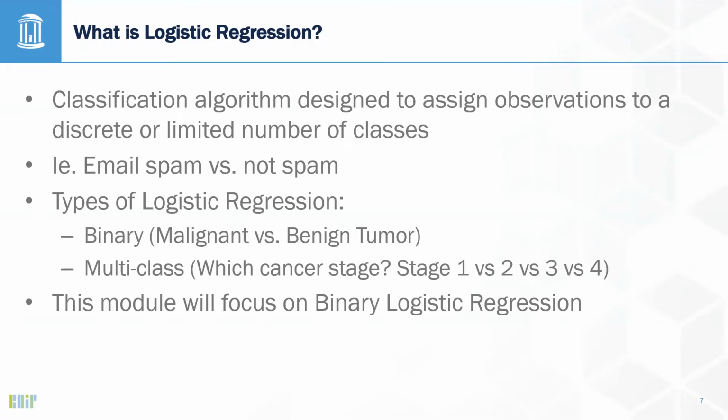There are many kinds of logistic regression. The first kind is binary logistic regression. This is predicting with only two categories. An example would be predicting if a tumor is benign or malignant. The second kind is multi-class logistic regression. This is predicting with more than two categories. An example would be predicting what stage a cancer is, stage 1, stage 2, stage 3, and so on. This module will be exclusively focusing on binary logistic regression.